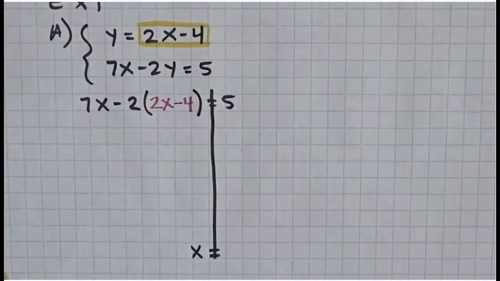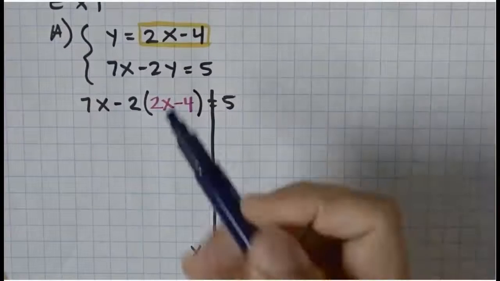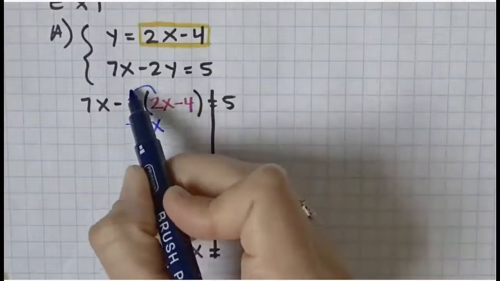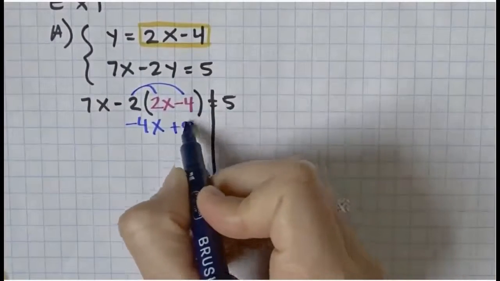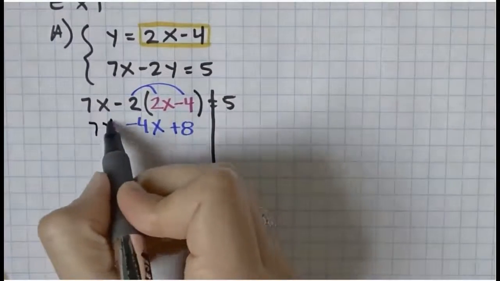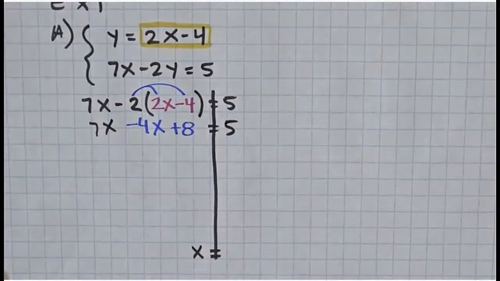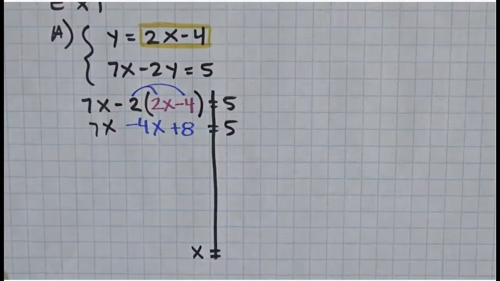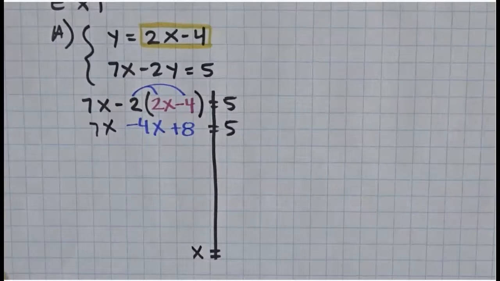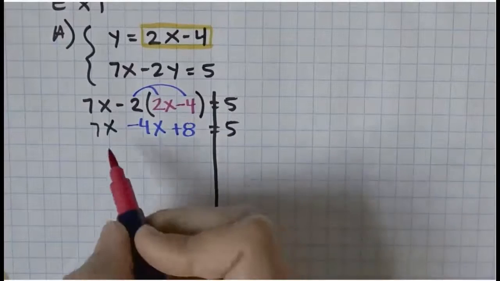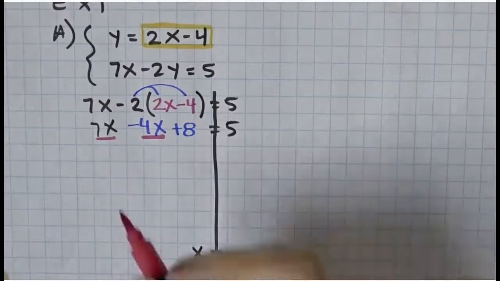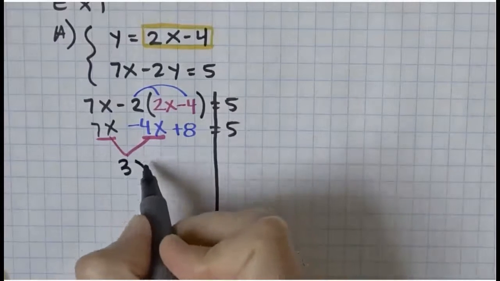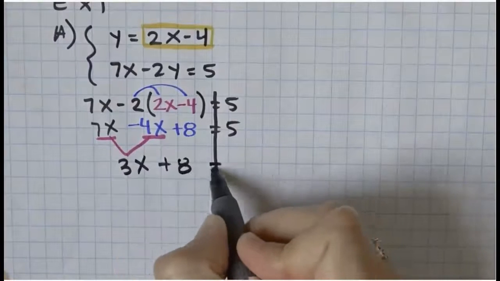So in doing so, we're going to distribute. Negative 2 times 2x is negative 4x. And negative 2 times negative 4 is positive 8. 7x is still there. And 5 is still there. Now I'm still not solving yet. I'm in the process of trying to make this look simpler, and I can put together some like terms, this one and this one. When you put these together, we get 3x plus 8 equals 5.